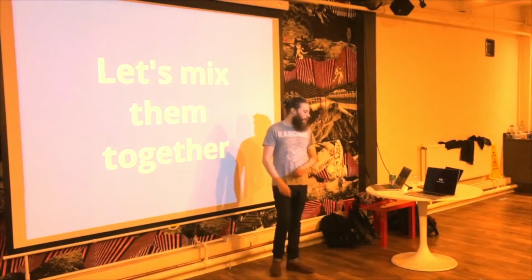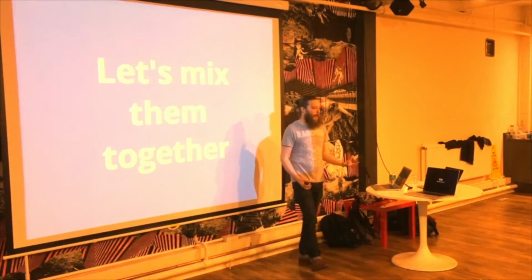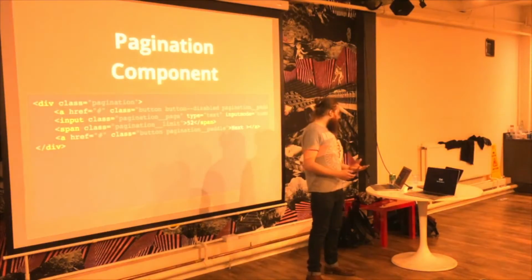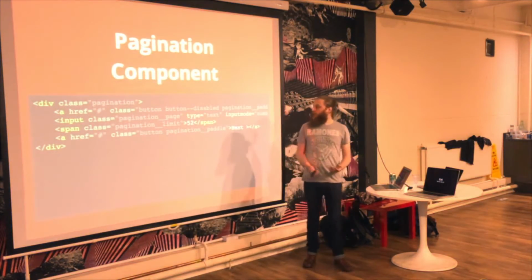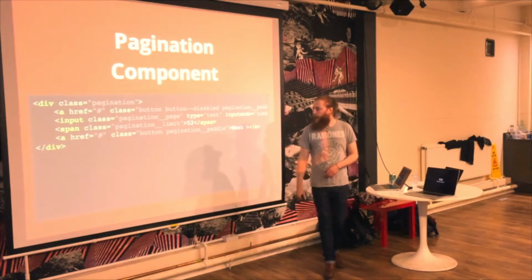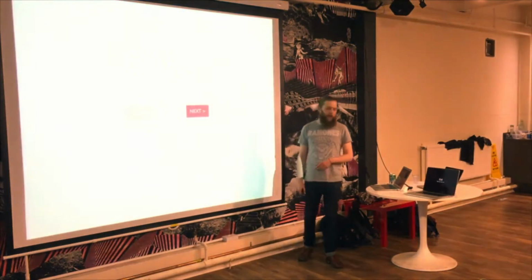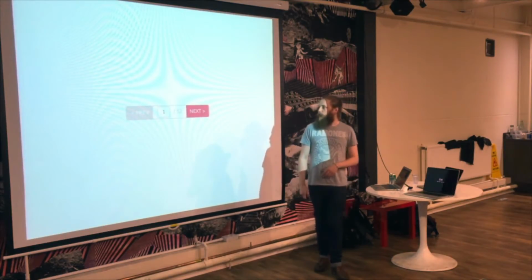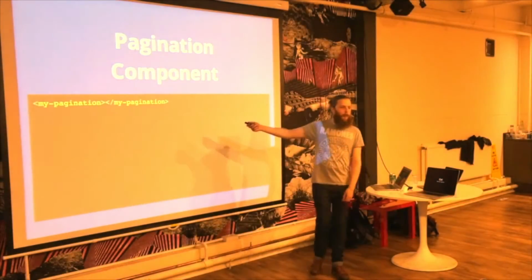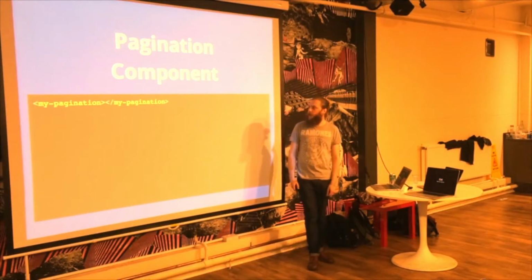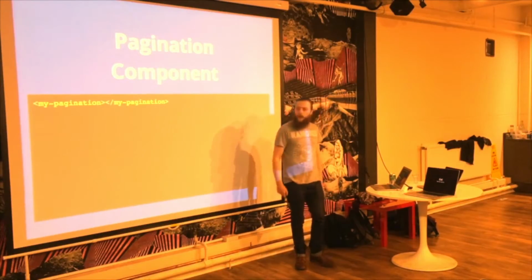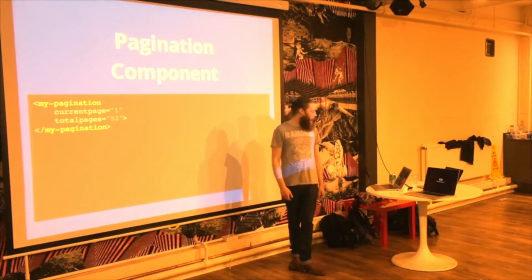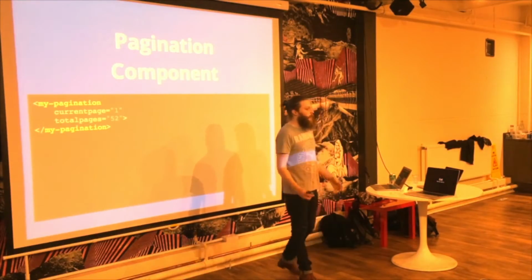So I thought, let's mix them together. Let's take this pattern library, let's take web components, let's make them a thing. So this is the pagination component from before. This is just a normal pattern library version. And that generates this. Now, once you've made the web component, this is all you need to create the pagination. You want to include the pagination on your app, just use this. You can pass attributes in as well, so you can tell it the current page and the total pages. It's awesome, it's so much simpler.